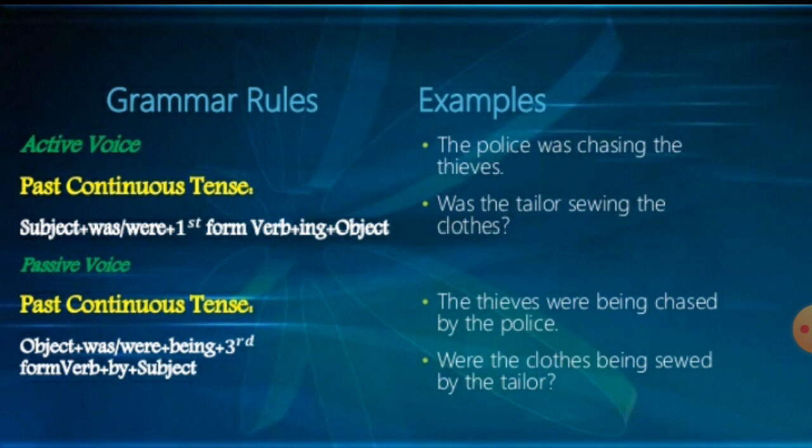The rule says object plus was or were plus being plus third form of the verb plus by plus subject. The thieves were being chased by the police. The thieves is plural form, therefore we are taking were. We'll see the second example. Was the tailor sewing the clothes? Clothes is plural, therefore we are taking were. Were the clothes being sewed by the tailor?